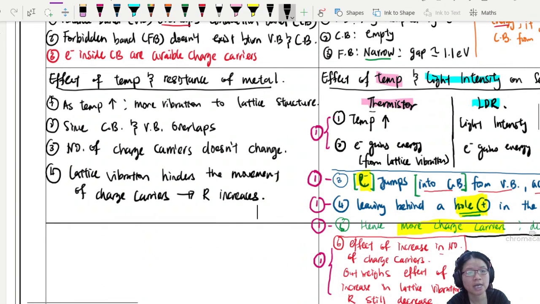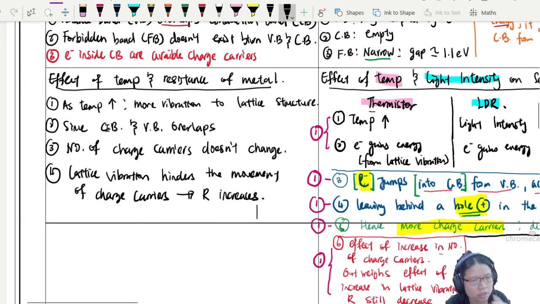Okay, so if I'm going to color code this, the same as this one on the left, the first point is the effect of the increase in temperature, the more prominent effect. For thermistor, the more prominent effect is that the electron gains energy, the more important one. For metal, the electron gaining energy is not that important because the electron already exists in the conduction band. That's why we talk about the lattice vibration. It doesn't mean it doesn't happen for the thermistor. It does, but the effect is less. It depends on which one is more important to talk about.